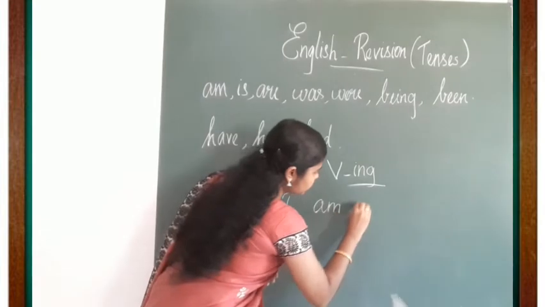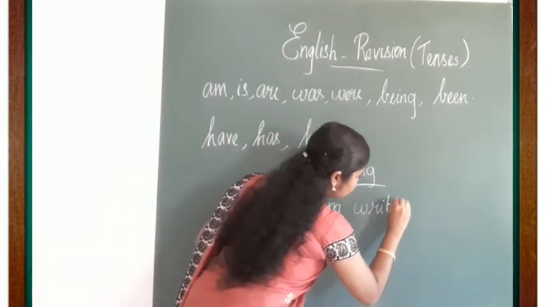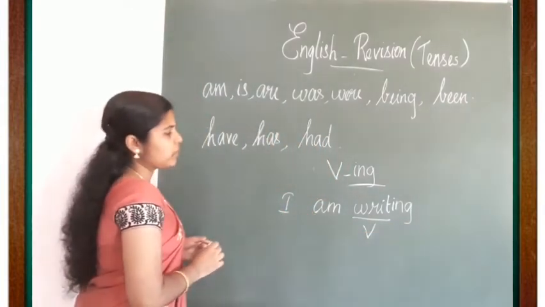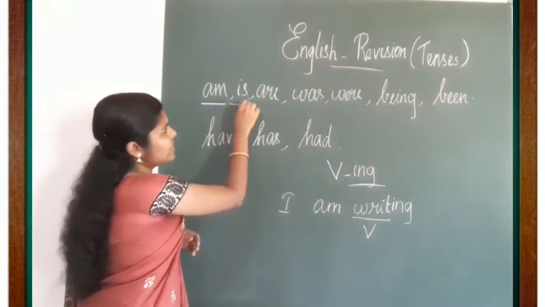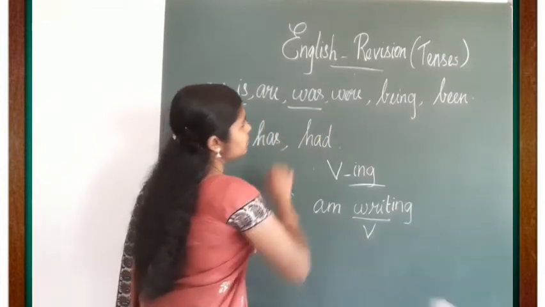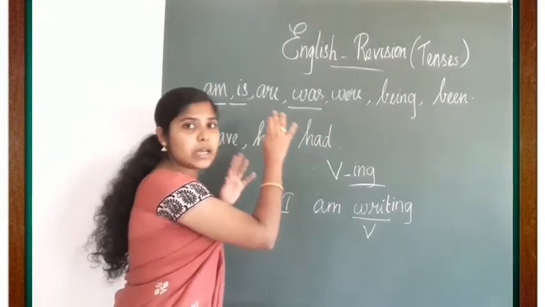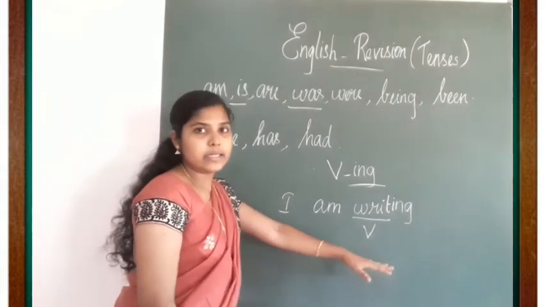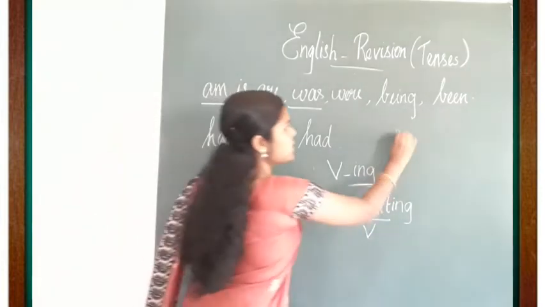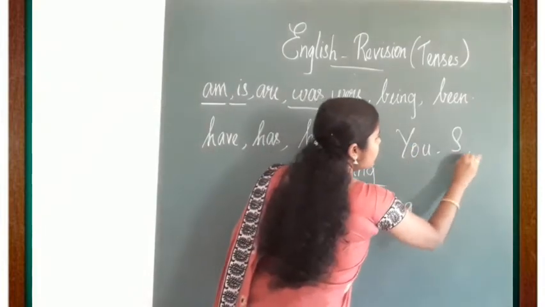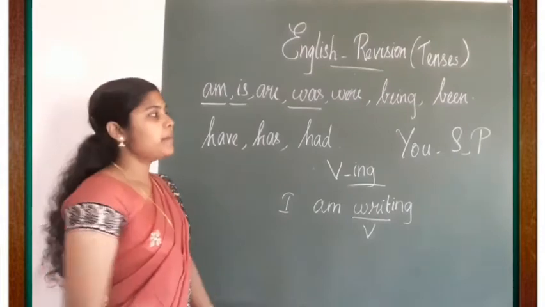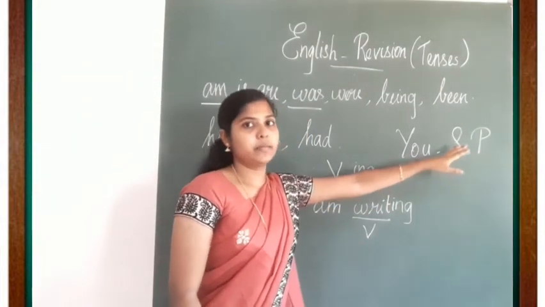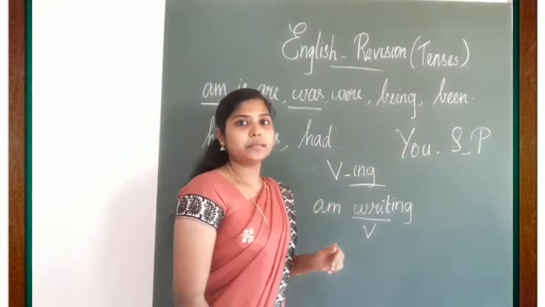I am writing. Here the verb is in the ing form. Am, is, was. These are used for singular pronoun. I am writing. You are writing. You can be used as, you is both singular and plural. Okay. You is both singular and plural. You are writing. You were writing.